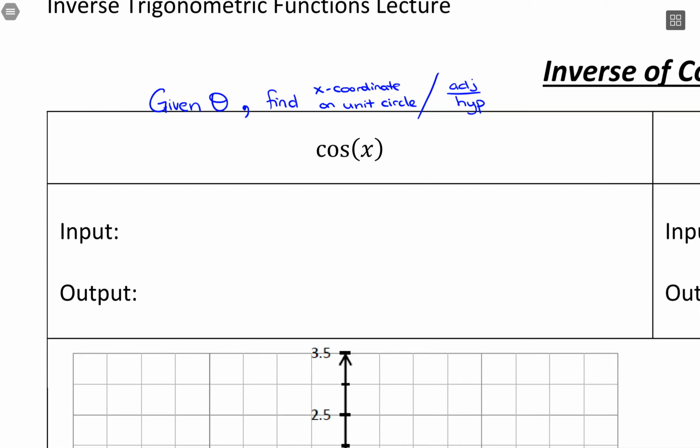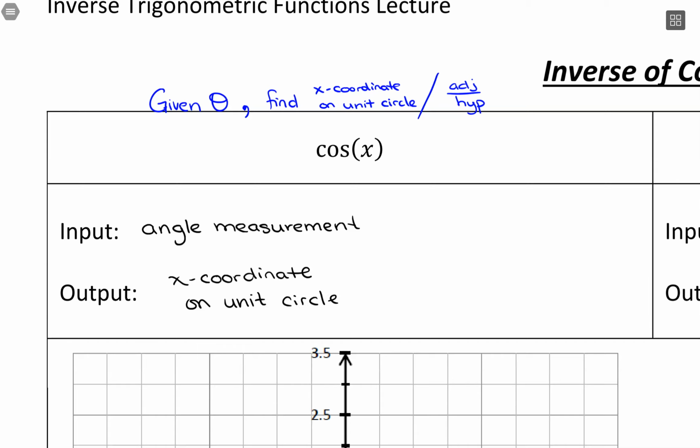So the input for this is an angle measurement, and the output was that x-coordinate. Where sine worked with the y-coordinate, we're working with x here. Or if we look at a right triangle, it's that ratio of adjacent over hypotenuse.